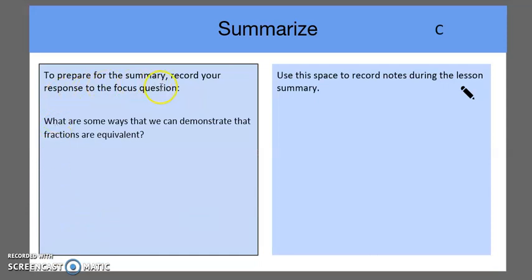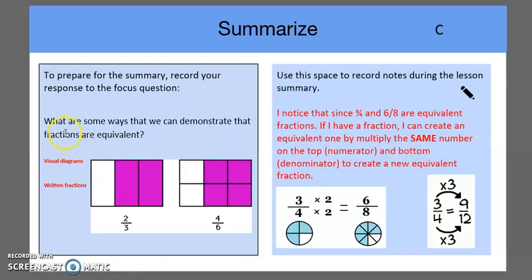To prepare for the summary, record your response to the focus question. What are some ways that we can demonstrate that fractions are equivalent? And feel free to pause the video, record your responses, and resume. I'm going to provide some summary notes for you to add to your notes. So we're ready to move on. In order to answer our prompt, what are some ways that we can demonstrate that fractions are equivalent? We can use visual diagrams and written fractions. Here are some examples of visual diagrams, and here are some examples of the written fraction.